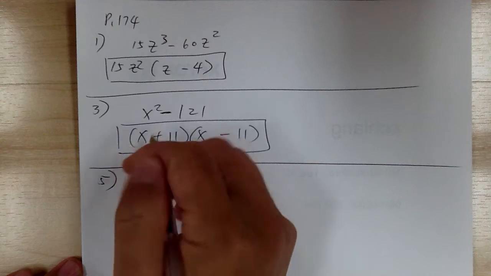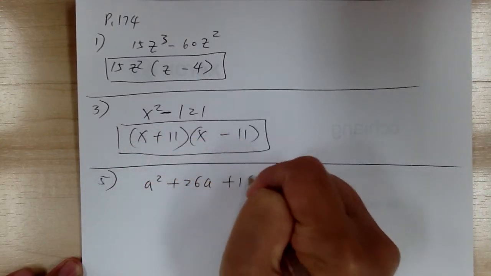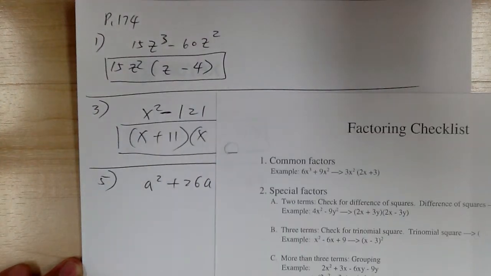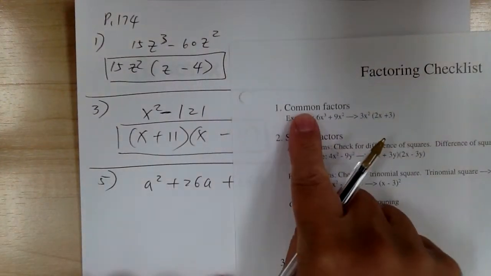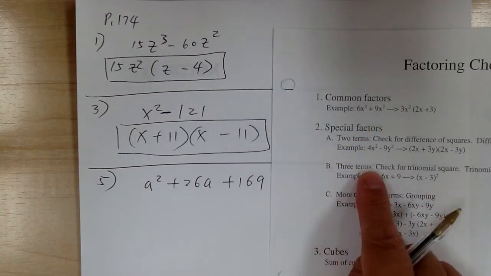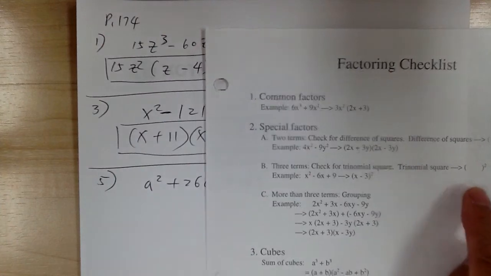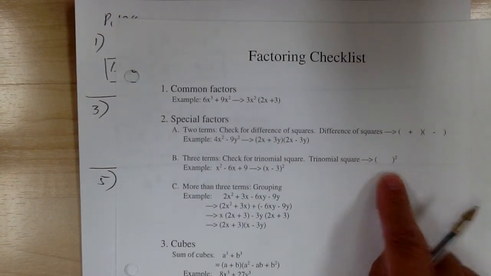Number 5, you have a squared plus 26a plus 169. So you can go through your checklist. Step 1, common factor. No, that's nothing for you to factor. So you go to step 2. So you got 3 terms. You check for the perfect square.